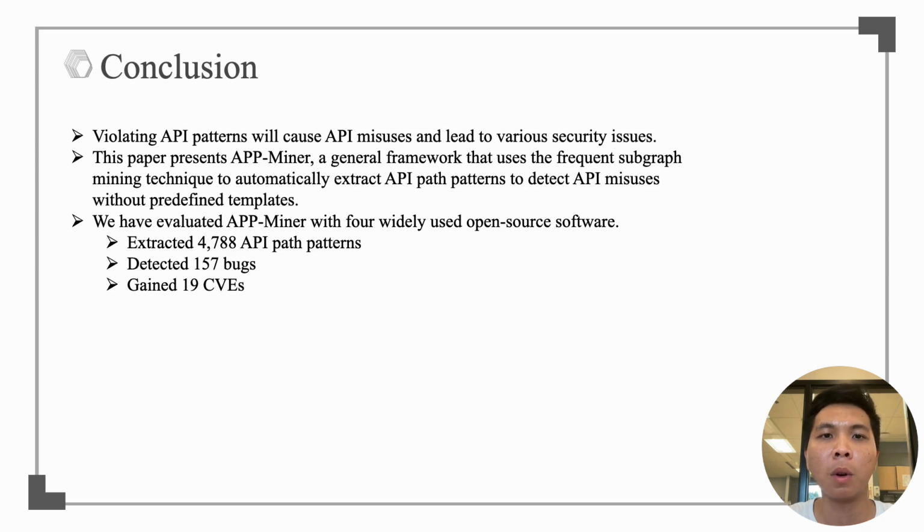Violating API patterns will cause API misuses and lead to various security issues. This paper presents API Miner, a general framework that uses the frequent subgraph mining technique to automatically extract API path patterns to detect API misuses without predefined templates. We have evaluated API Miner with 4 widely used open source software. It extracted 4,788 API path patterns. Moreover, it detected 157 bugs and scanned 19 CVEs.